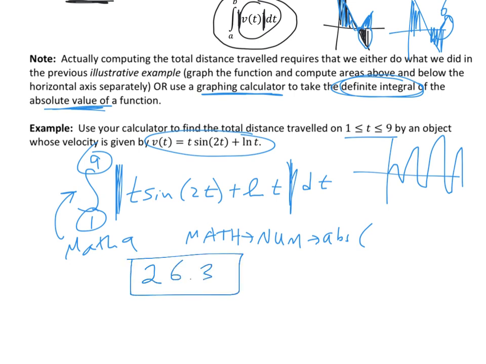The fact that the calculator had to think for like 30 seconds means that if I was on a desert island and had to do this without a calculator, I would be in a lot of trouble. But because I use these absolute value bars, this gives me the total distance traveled by the object over that time period. So I apologize that the video is long.